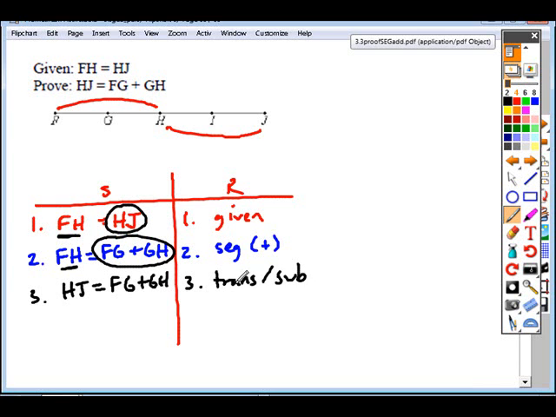Yeah, Matt? So on the third step, you didn't substitute the FG plus GH, substitute the HJ? Yeah. So all I did is I took this HJ and I substituted it in for its equivalent FH.